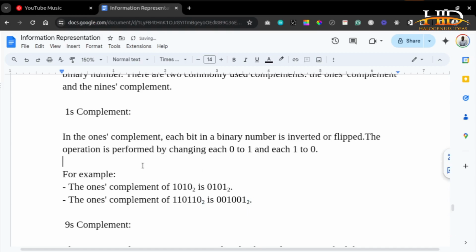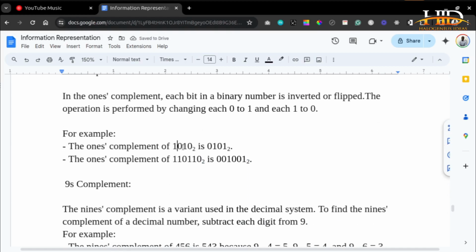Yes. So the ones complement of 1011 is going to be 0101. Just change all the ones to zeros and all the zeros to ones. The same thing goes for this one.